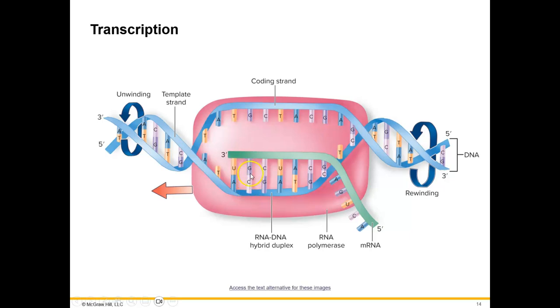Cytosine is still pairing with guanine. Guanine is still pairing with cytosine. This adenine was paired with thymine, but now it's paired with uracil. The thymine still exists on our DNA strand. It will pair with adenine on our RNA strand, and so on. That's going to continue until we reach the end of our coding segment. And then our mRNA strand is going to exit the nucleus.